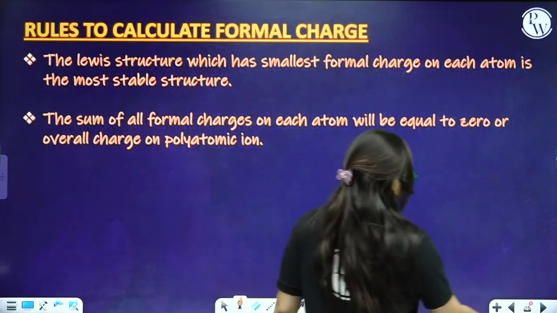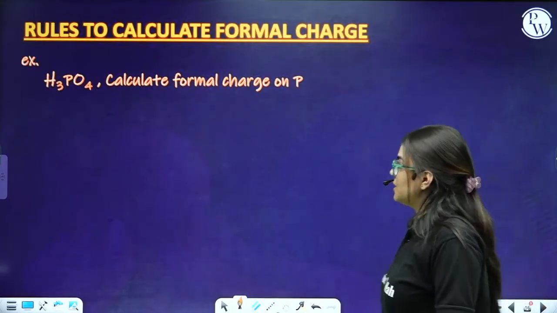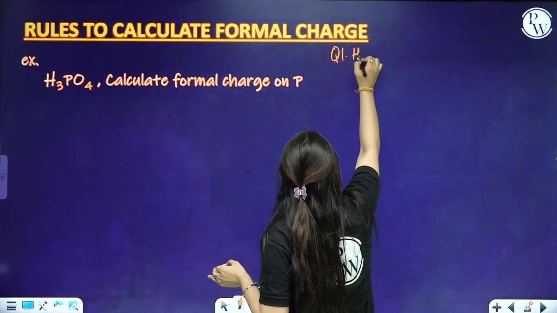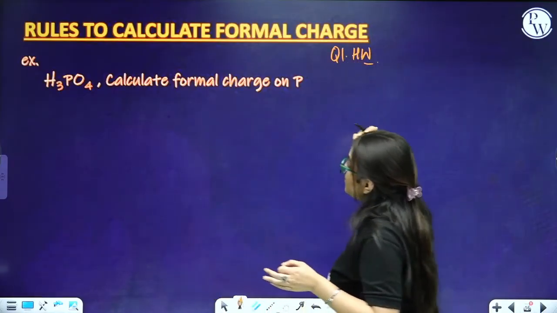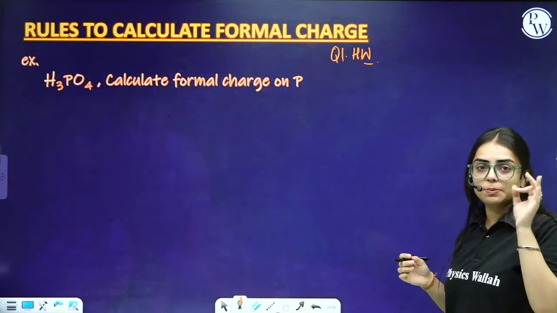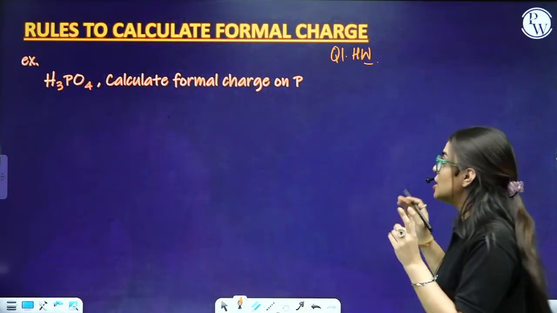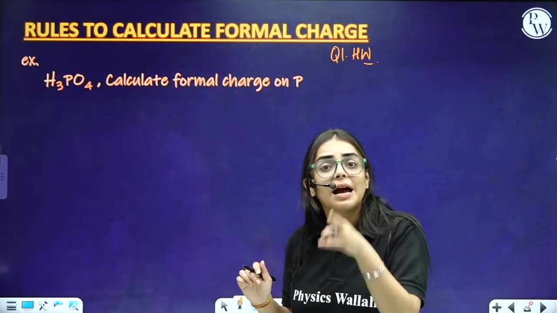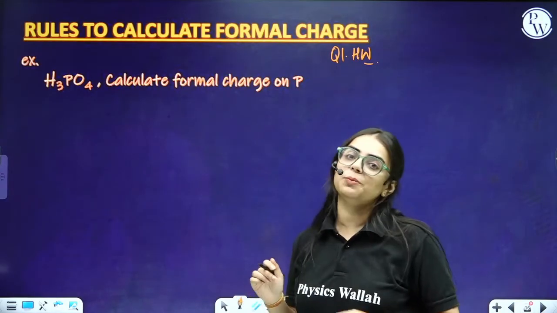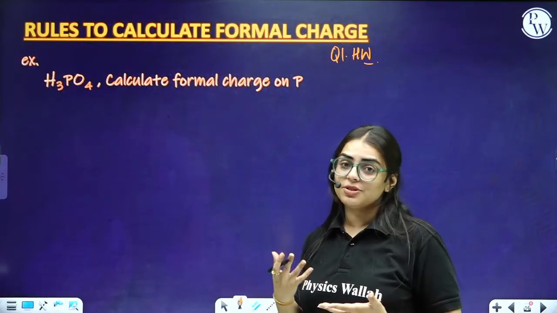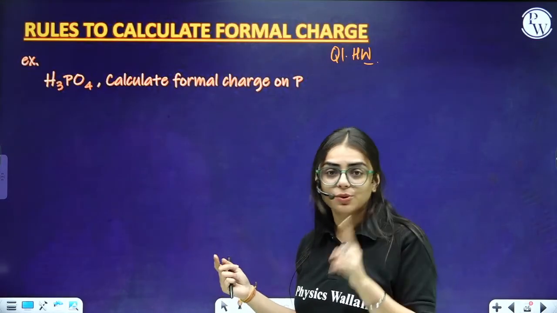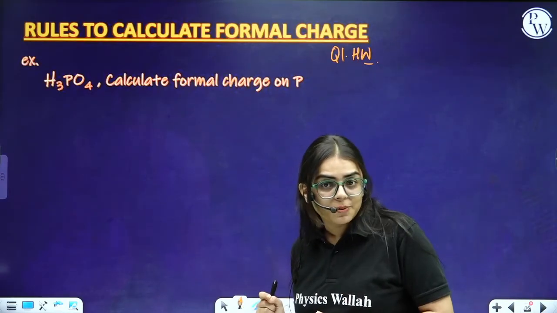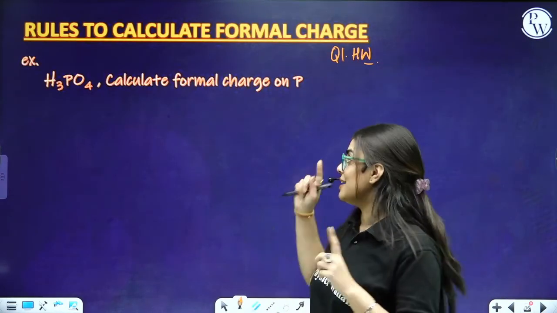So now, this is your first homework question for today's class, students. Question number one as homework: calculate the formal charge for the case of H3PO4. Here, calculate the formal charge for P. Now, what formula? Total valence electrons of P minus lone pair on P minus bond pair by 2. First of all, draw the structure just as I have told you. Calculate total valence electrons of the complete molecule, then make single bonds, then find bond pair electrons, then draw the structure, and then calculate the formal charge.